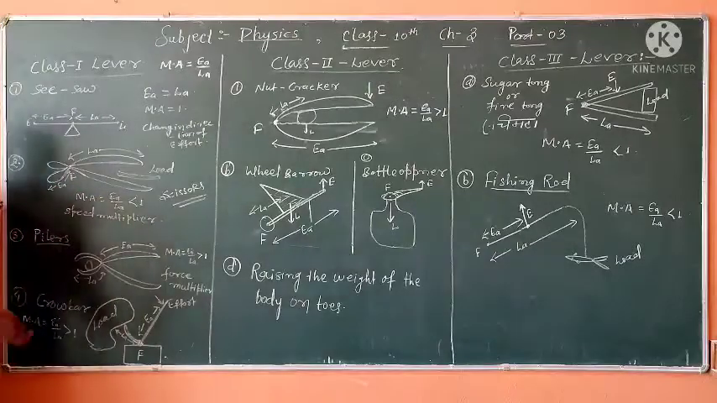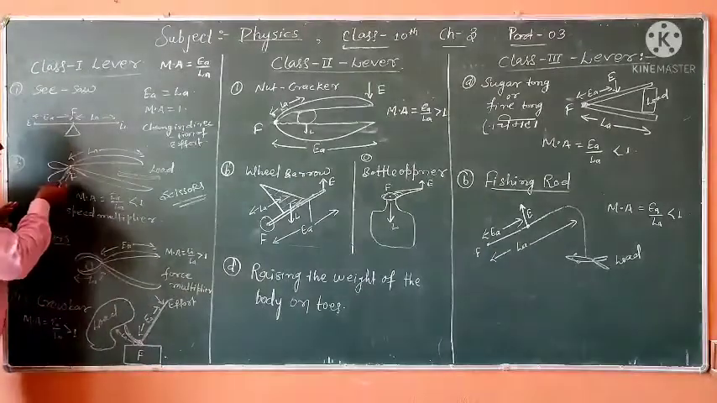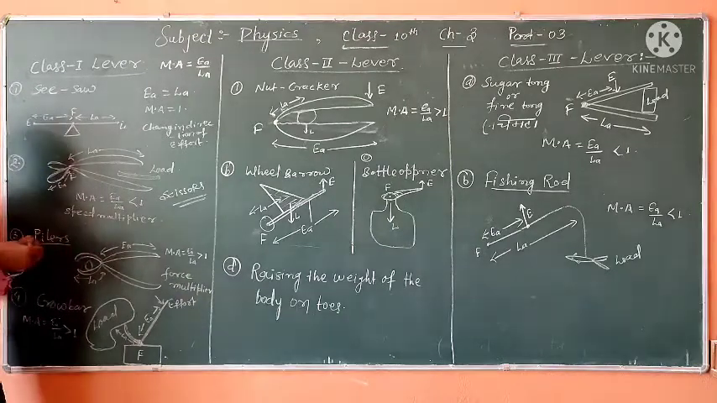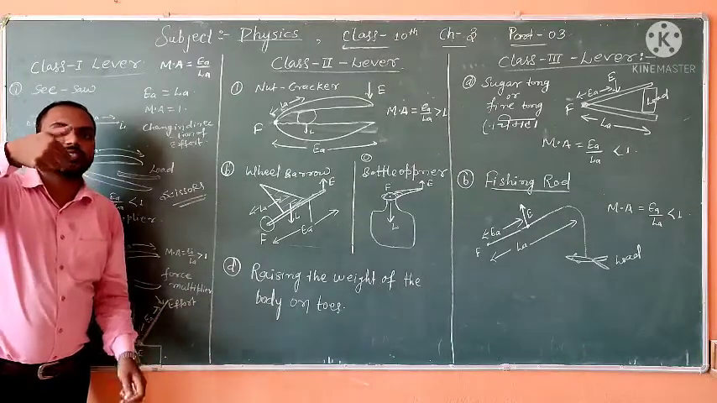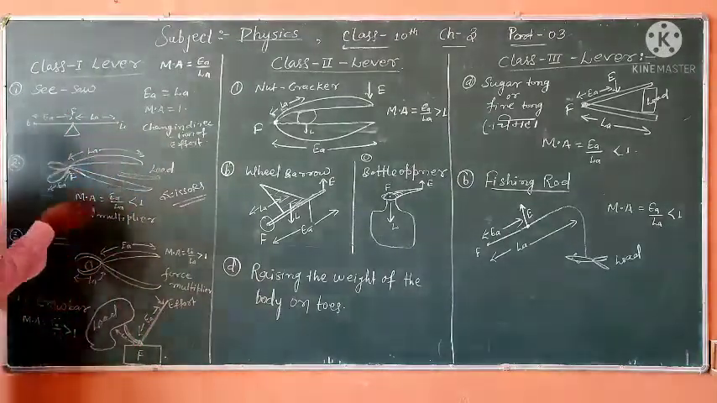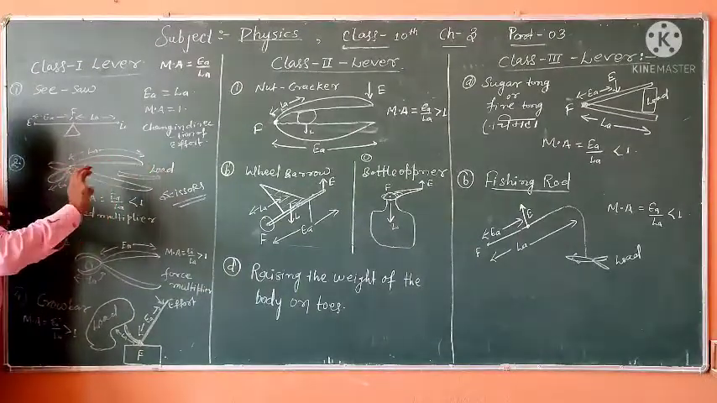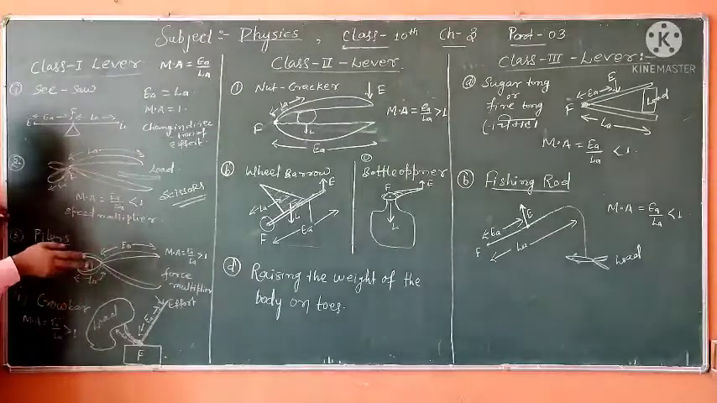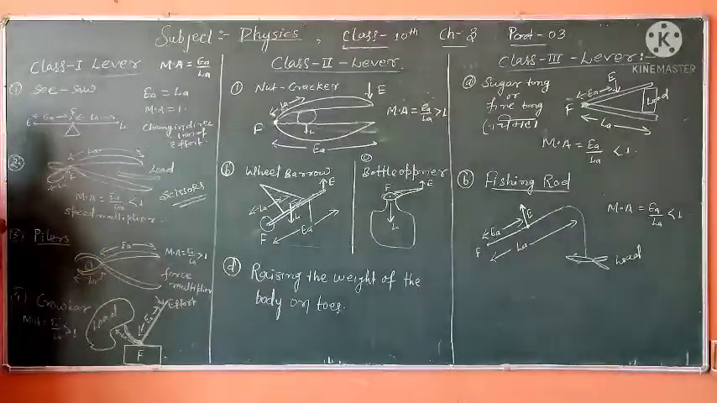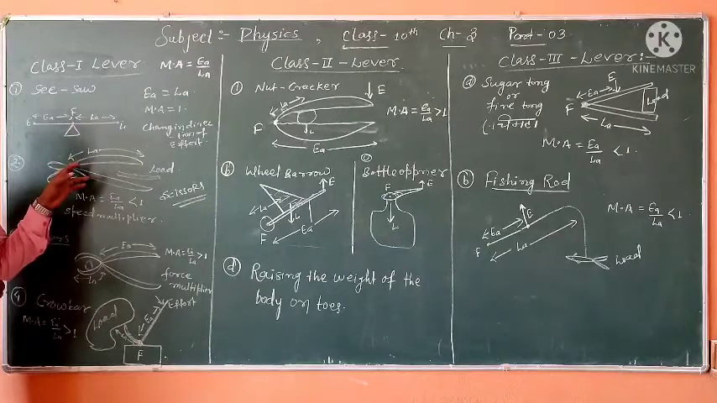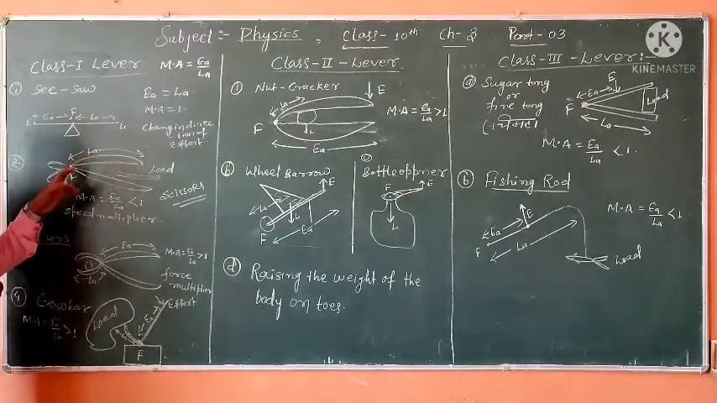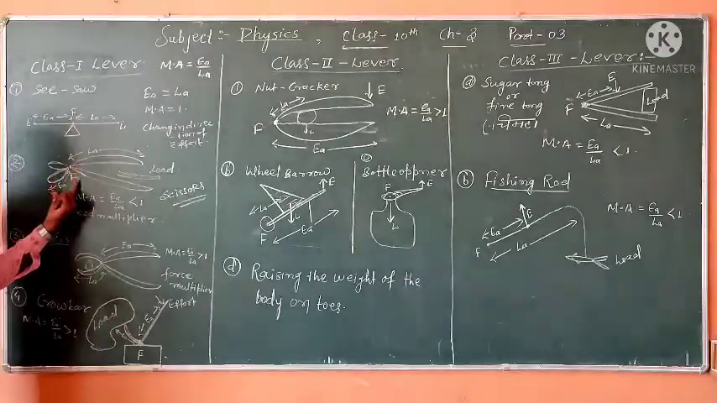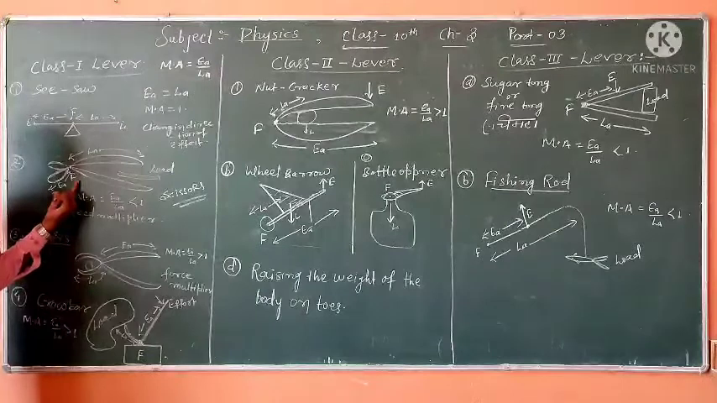Let's understand. As you know, a scissor has two small holes in which you put your 2 fingers and 1 thumb. And there is a large shining region where you put the cloth to cut. That is called the load. So you will find that the distance of the load from the fulcrum, the load arm, will be greater than the effort arm.